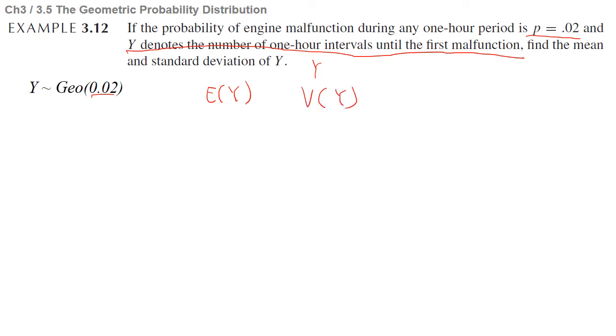From the previous slide, we learned that E of Y is 1 over p, and V of Y is q over p squared. This q is 1 minus p, and so you can calculate this. E of Y is 50, and V of Y you can calculate by yourself or using a calculator, and you will get the solution.